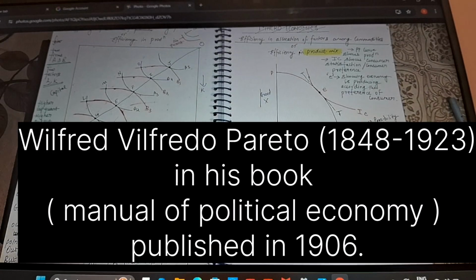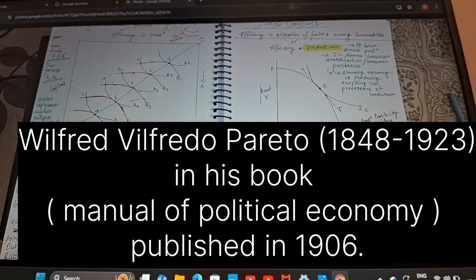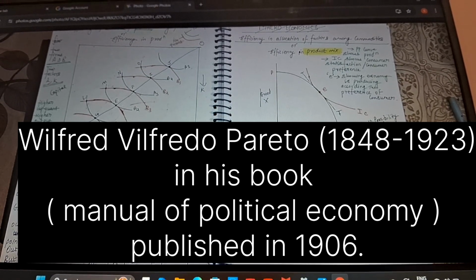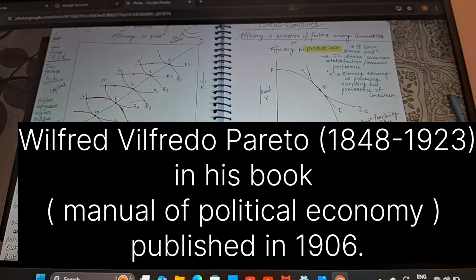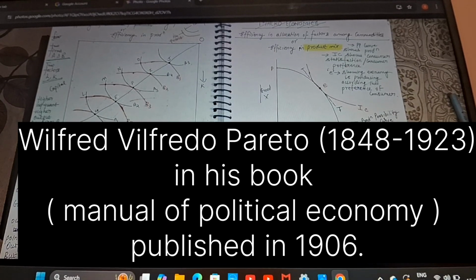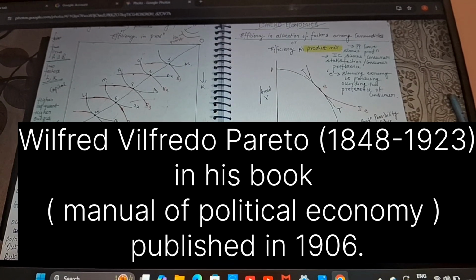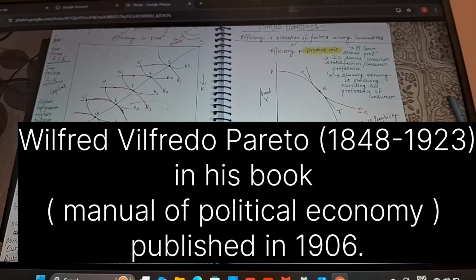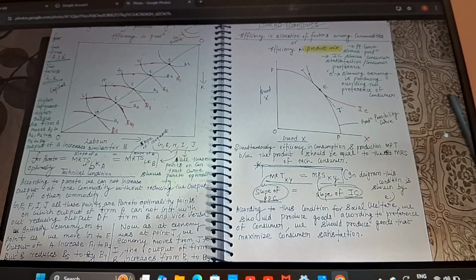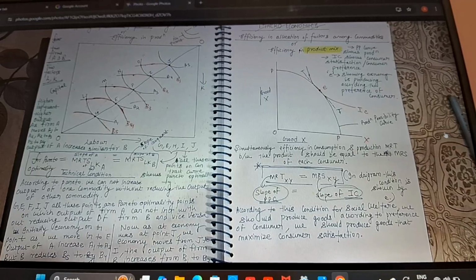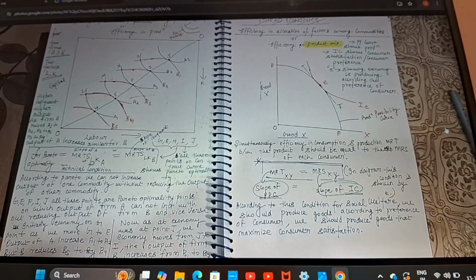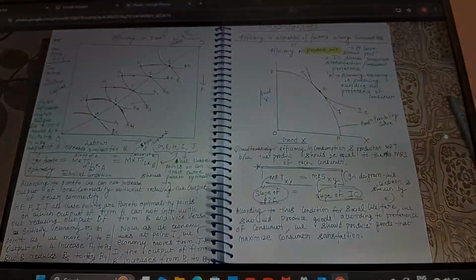So Vilfredo Pareto, in his book Manual of Political Economy, gave this concept of welfare economics, that is the Pareto optimality theory, published in the year 1906. This is the condition related to the efficiency of allocation of factors among firms, or we call it the efficiency in production.